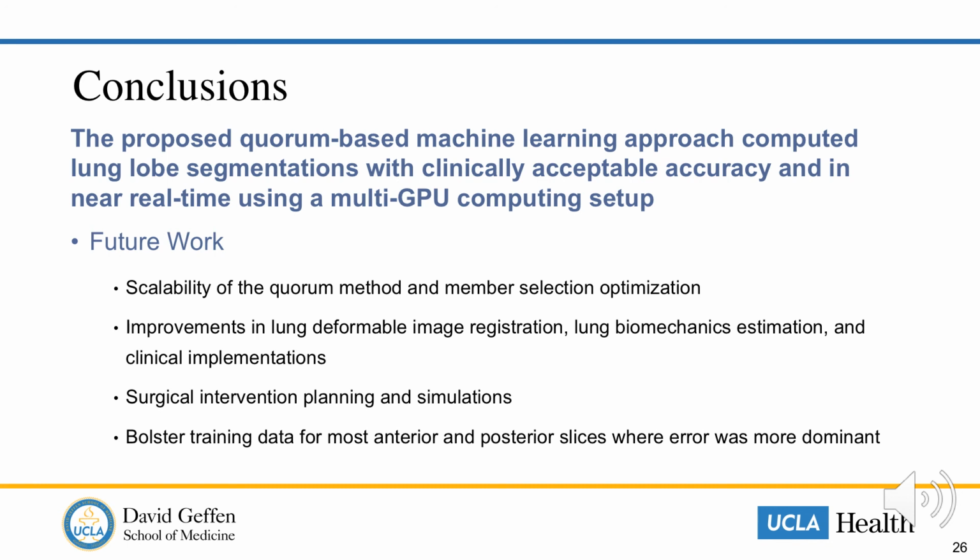We also intend to bolster the training data for the outermost anterior and posterior slices, where error was observed to be more dominant. From our own experience, we believe an improved lobe segmentation and fissure identification accuracy can lead to significant improvements in deformable image registration, lung biomechanics estimation, and clinical implementations such as surgical intervention planning and simulation.